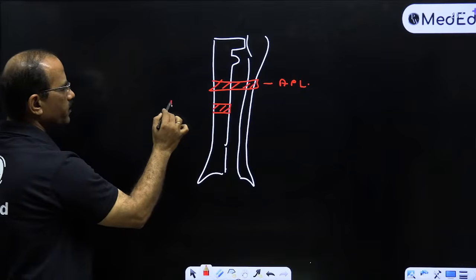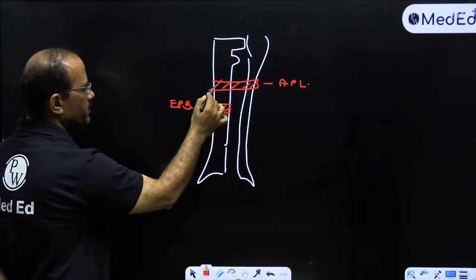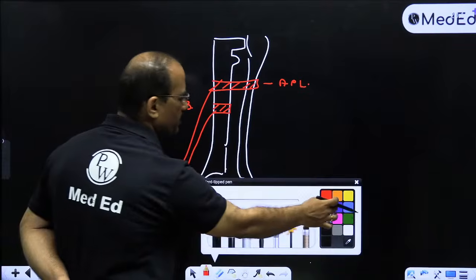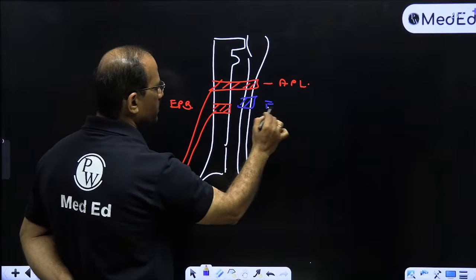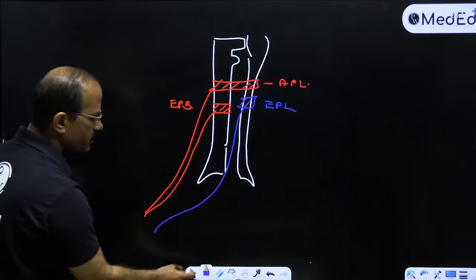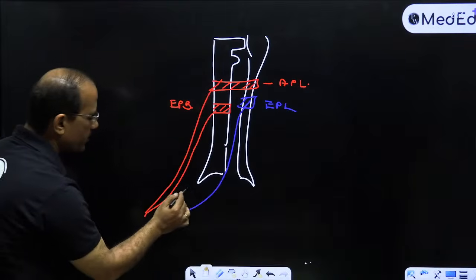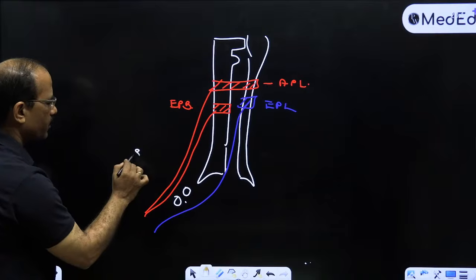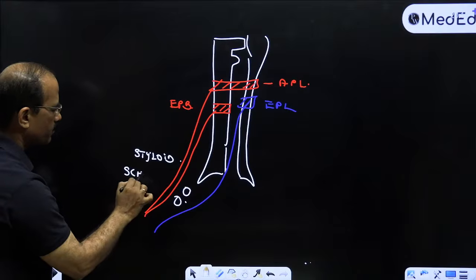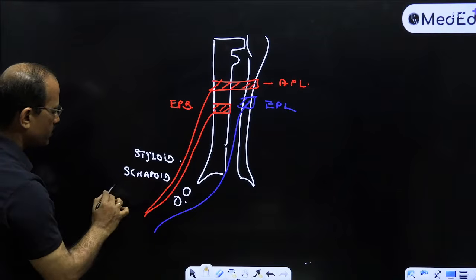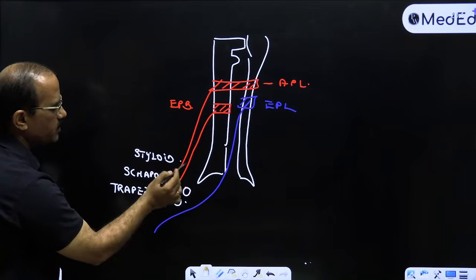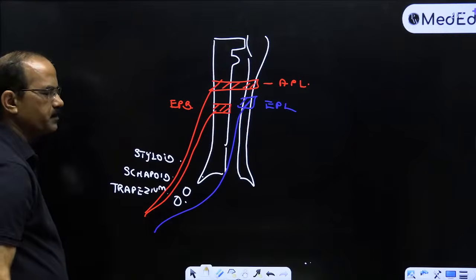एक मसल है which begins from the radius, extensor pollicis brevis. Abductor pollicis longus, extensor pollicis brevis, they come together. This is the extensor pollicis longus. It goes single. ये बन गया anatomical snuff box. The floor of the snuff box is formed by, this is the styloid process, scaphoid and trapezium. Okay, so styloid process, scaphoid and trapezium.